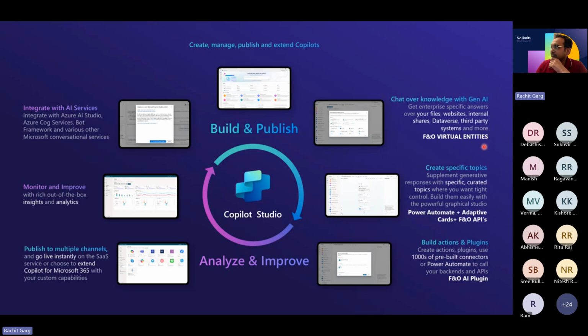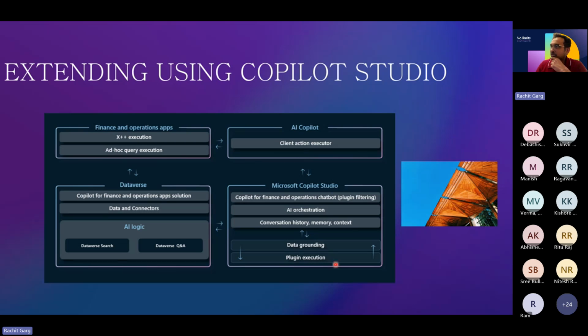I think this would be the most important slide of this presentation, where you can see which types of FNO things you can use. This is more about how you can publish to multiple channels, how you can monitor, and how you can also integrate with other AI services. Another diagram I'm sure a lot of people must have seen shows how Copilot Studio, Dataverse, and finance and operations work together. Same pattern: FNO, Dataverse, Copilot Studio.